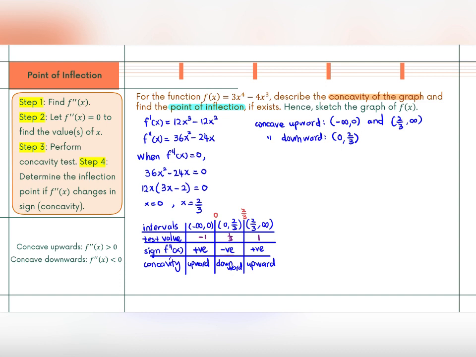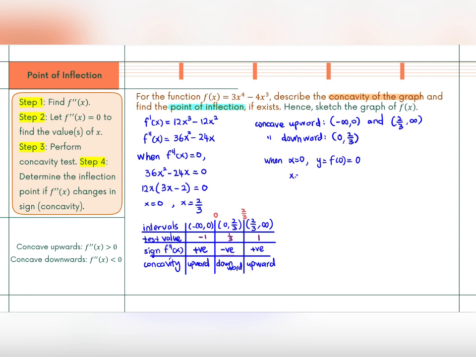Okay, next let's find the point of inflection. It asks for a point, so we have to give it in terms of coordinates. So actually we already know that at 0 and 2/3 will be our inflection points. We already have the value of x, so the value of y will be substituted. So when x equals 0, y will be equal to f of 0. We substitute into the original function here. So when we substitute, we get 0.